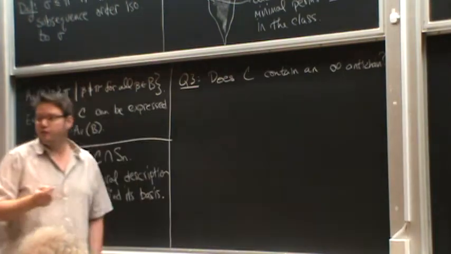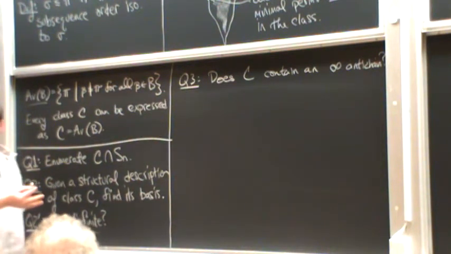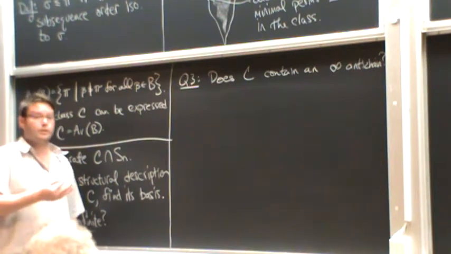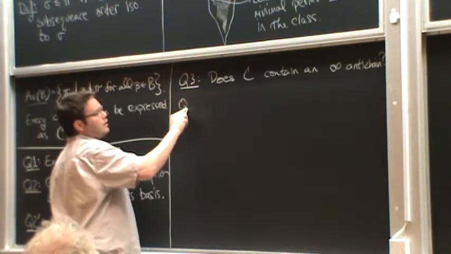Okay, so an antichain is a set of pairwise incomparable permutations. There are infinite antichains of permutations, but does our class contain one? If it doesn't, then it's partially well ordered, and we have a lot of nice tools that we can use on it.